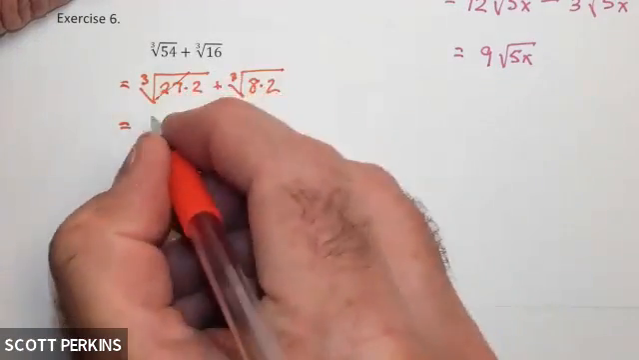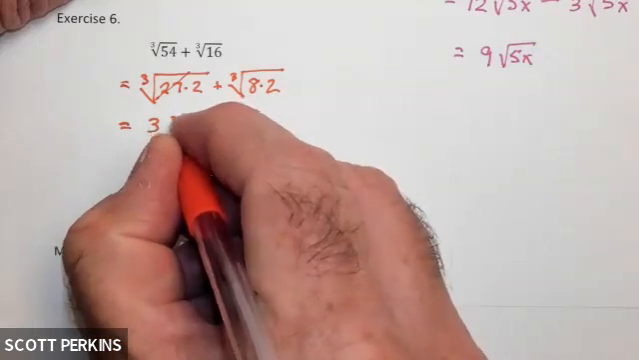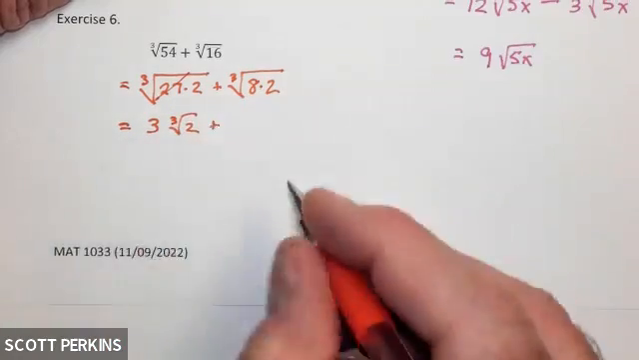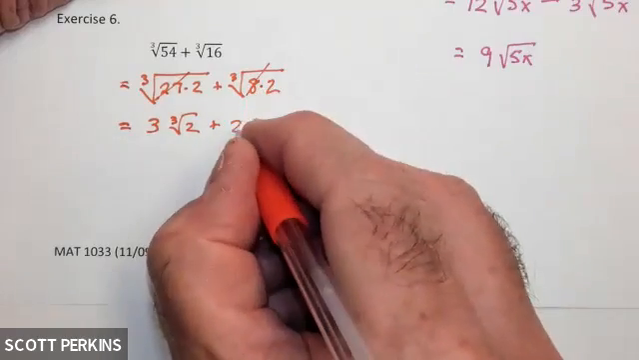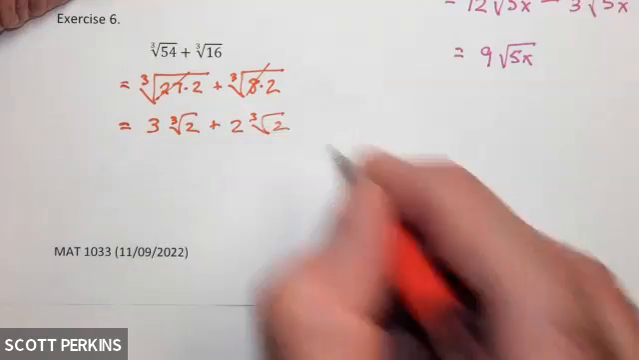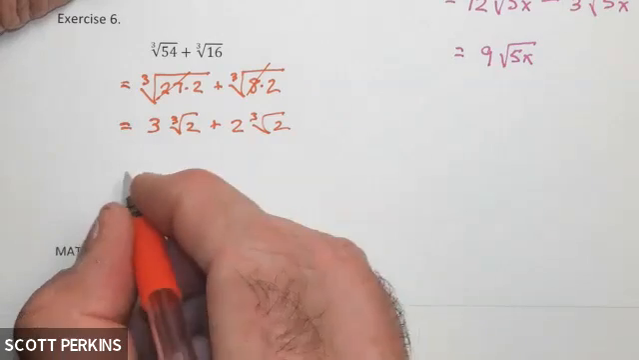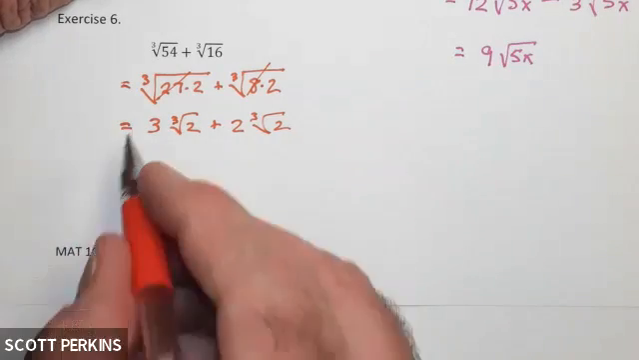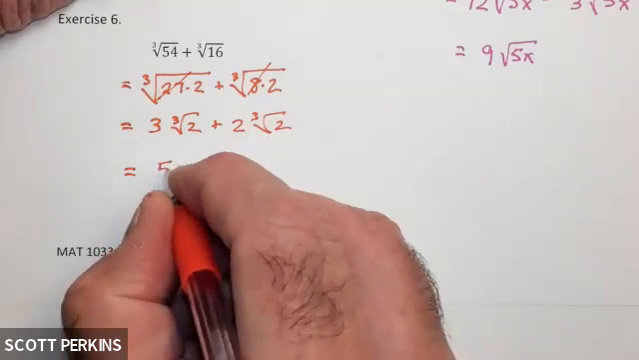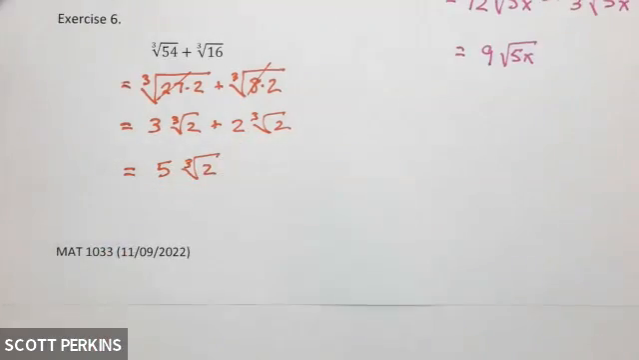So just remember, we're doing cube roots now. Cube root of 27, that is 3. So I've got 3 times the cube root of 2. And then cube root of 8, that's 2. So I've got 2 times the cube root of 2. And now those are like terms. They're both cube root of 2. They're the exact same thing. So I've got 3 of them plus 2 of them. That's 5 cube root of 2.